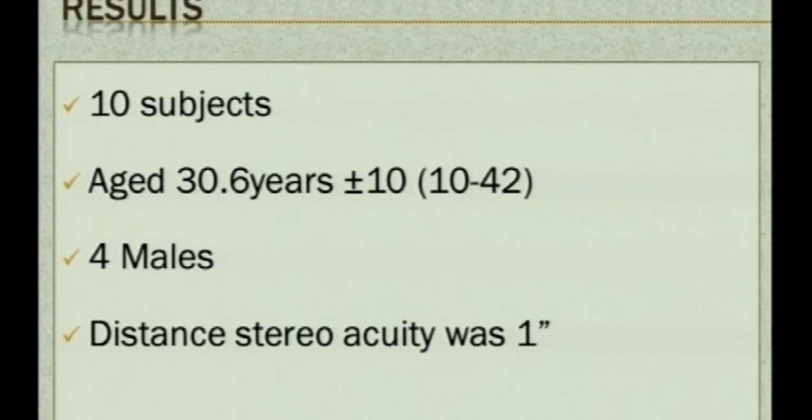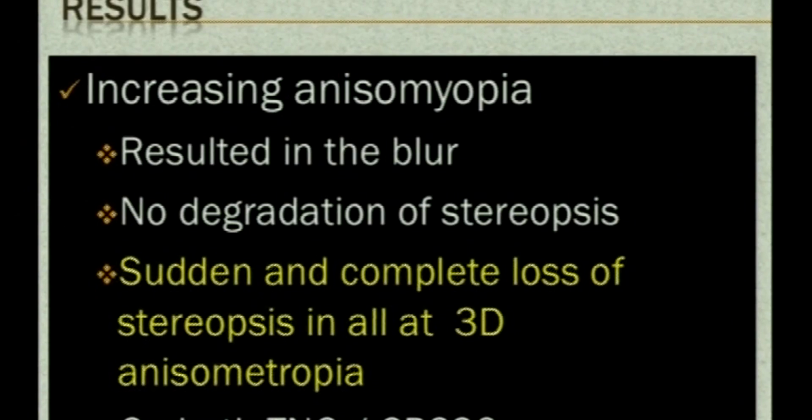We had 10 subjects in this study aged between 10 and 42 years. 4 of these were males, and all of them essentially had high grade stereopsis for distance of 1 arc second on CP690. When we created anisomyopia by incrementally putting plus 0.5 diopter spheres in front of the right eye, all the subjects did appreciate blurring, but there was no degradation of stereopsis until suddenly the stereopsis disappeared at 3 diopters of anisometropia on both TNO as well as CP690.